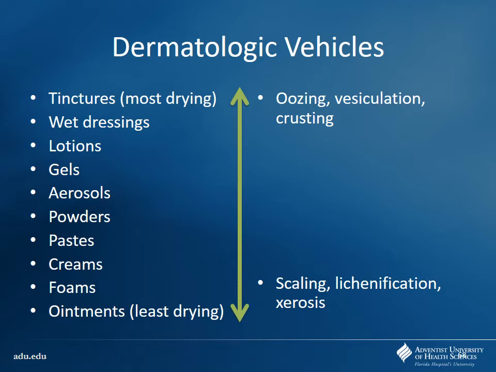So looking at different forms, going from most drying to least drying, or more hydrating, you can find things like tinctures that tend to be more alcohol based, wet dressings, lotions, gels, all the way down to creams, foams, and ointments, which tend to be the least drying. So you can see, based on the type of skin you're dealing with, whether it be wet or dry, the type of agent you want to be using here.